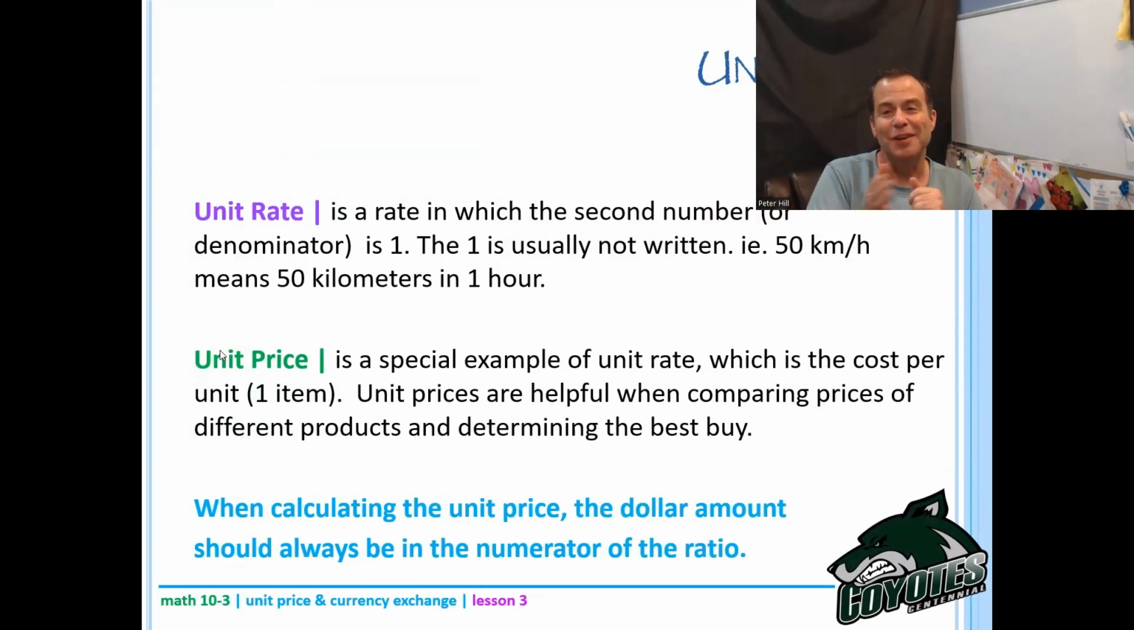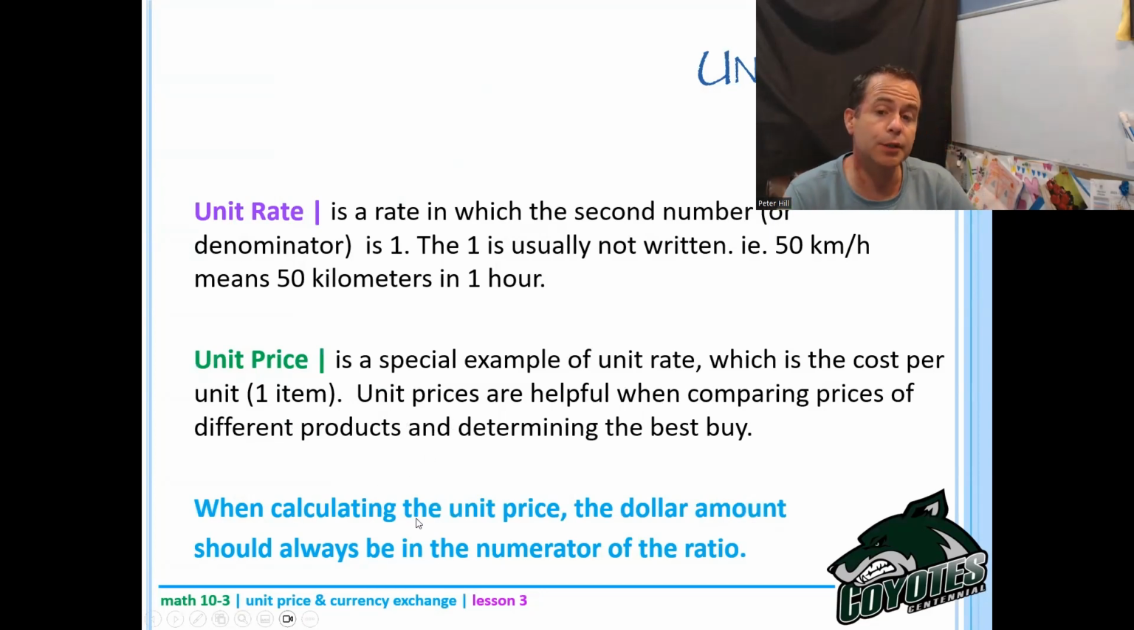Okay, so the 1 is usually not written. For example, 50 kilometers per hour means 50 kilometers in 1 hour. Okay, very, very similar, but just kind of maybe a special application of it would be the unit price. Unit price is an example of a unit rate, which is the cost per unit or one item. Unit prices are helpful when comparing prices of different products and determining the best buy.